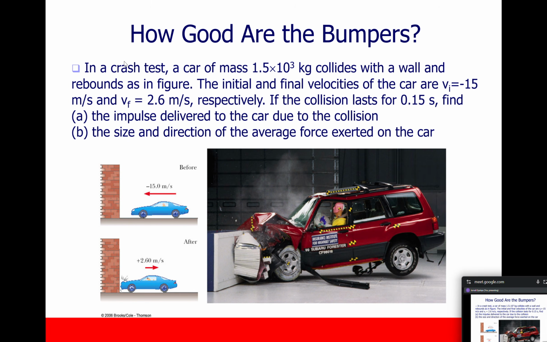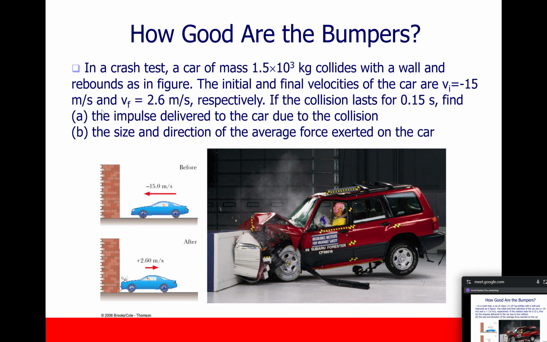So let's look at this question. Suppose in a crash test a car of mass 1,500 kilograms, that's 1.5 times 10 to the power 3 kilograms, collides with a wall as we've seen here and rebounds as shown in the figure. This is the collision and this is the rebound. The initial and final velocities of the car are: the v initial is negative 15 meters per second, and the v final is 2.6 meters per second, respectively. If the collision lasts for 0.15 seconds, find the impulse.